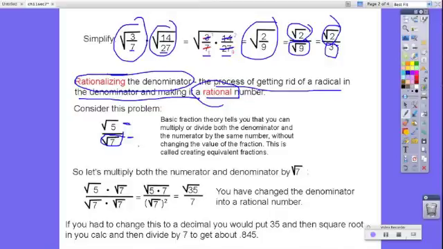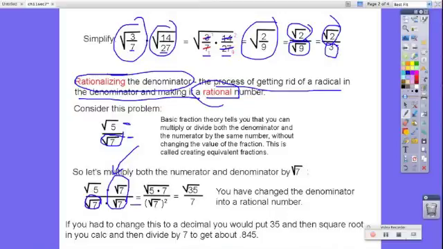Let's take a look at how that works. So our denominator is square root of 7, so that's the number we're going to use. Remember, the square root of 7 over the square root of 7 is 1, just like 3 over 3 is 1, and we can multiply any number by 1 and not really change the number. So we're going to multiply square root of 7 times the square root of 7.